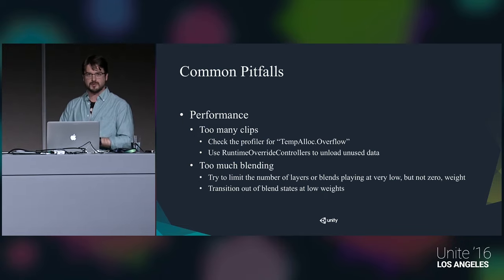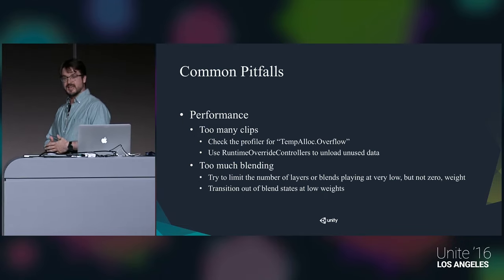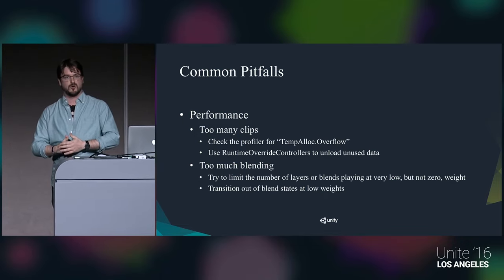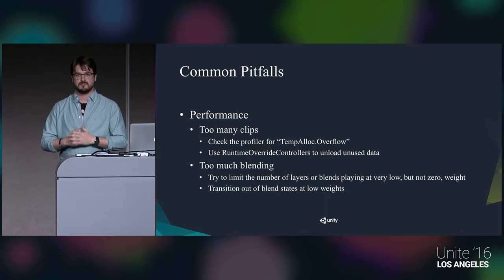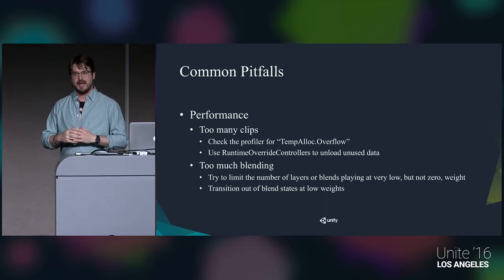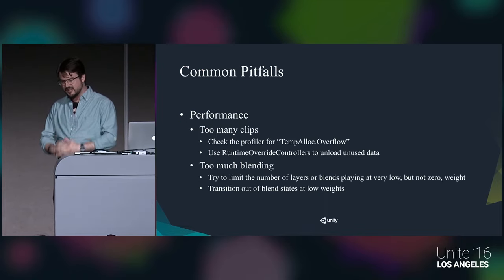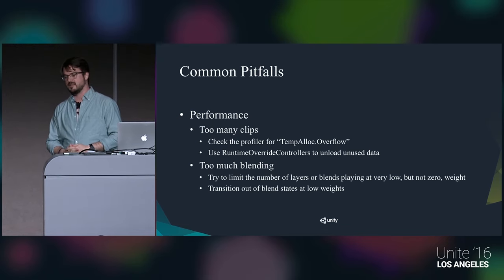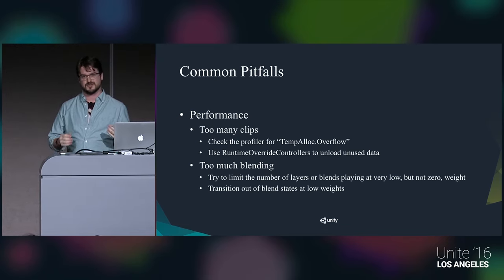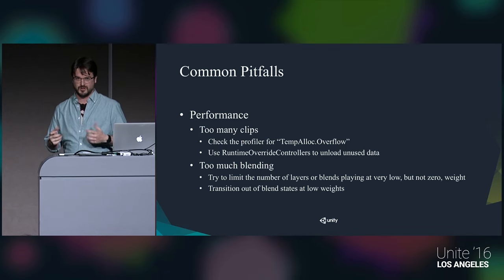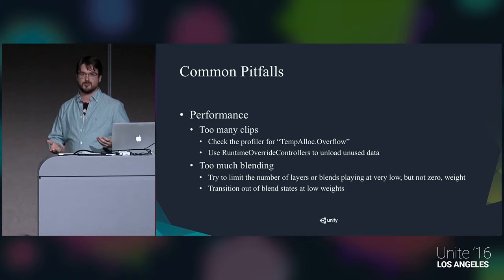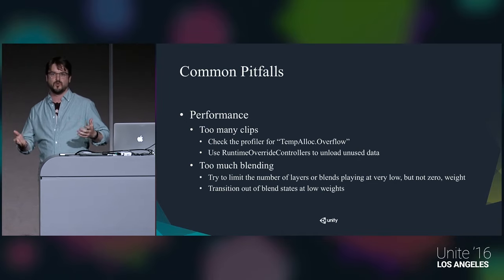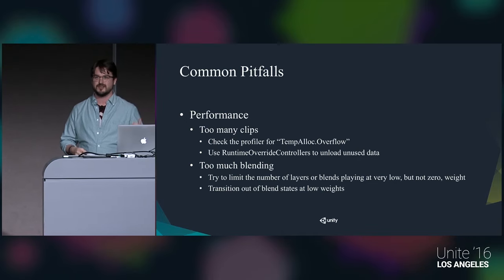The other common problem is too much blending. Mecanim is very smart. If you have a layer at zero weight or a blend at zero weight, nothing will get processed whatsoever. However, zero and very, very, very close to zero are not the same number. The easiest way to fix this is to just go in and make sure that your parameters clamp to actually zero if they get low. Whenever you're setting your parameter, if you're setting it to lower than 0.01, 0.001, just clamp it to zero.